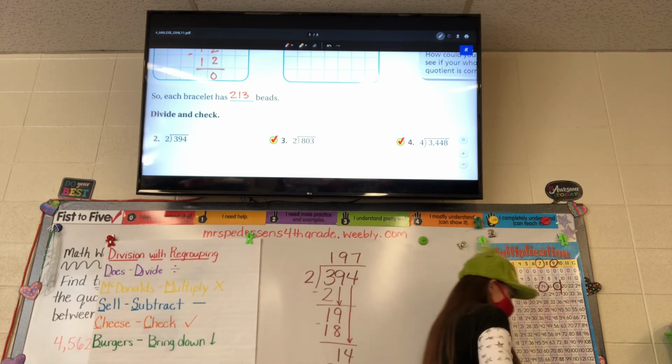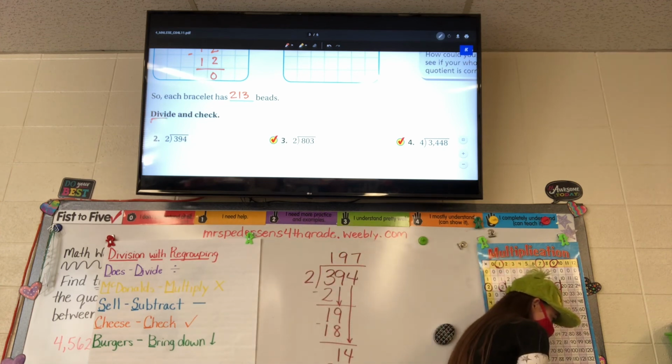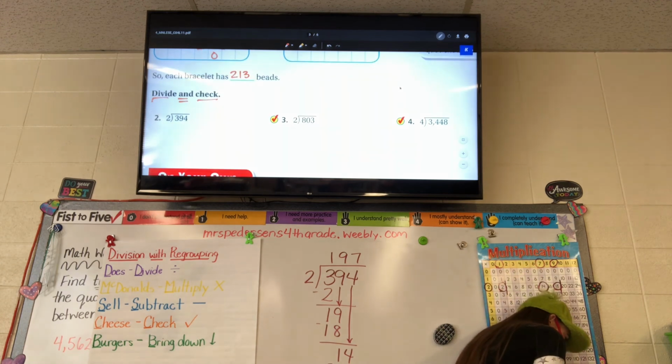And then it says on our directions, divide and check. So that means I'm going to rewrite this on the paper.